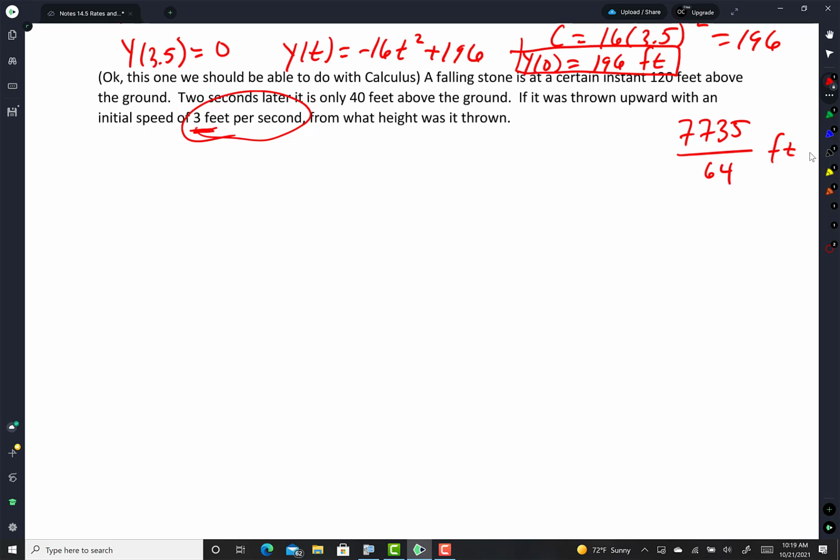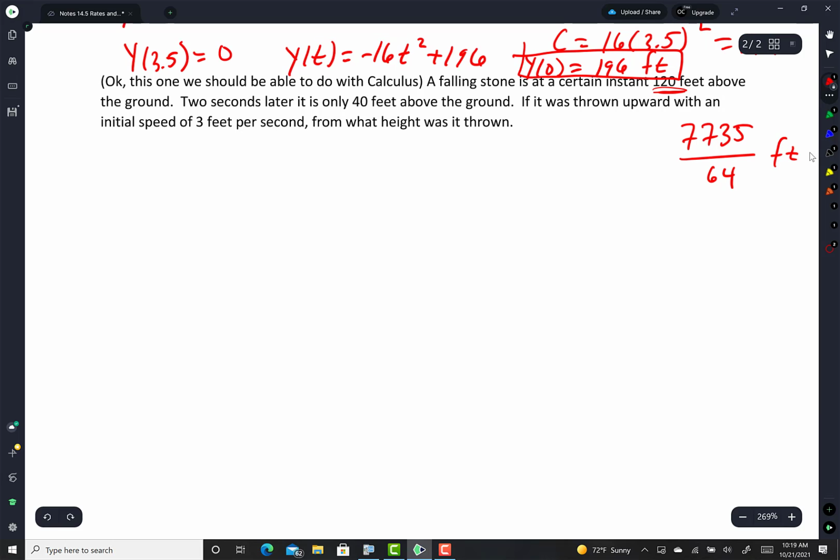Where are you getting 120 from? Well, it said at a certain instant, he's 120 feet above the ground. If you only throw something with a little force, it's not going to go much higher than 120. Does that make sense? Okay. All right, here we go.